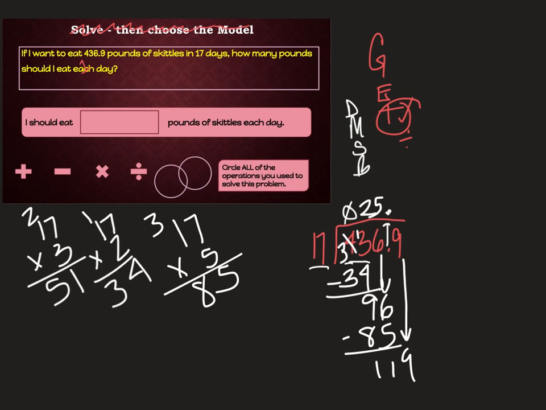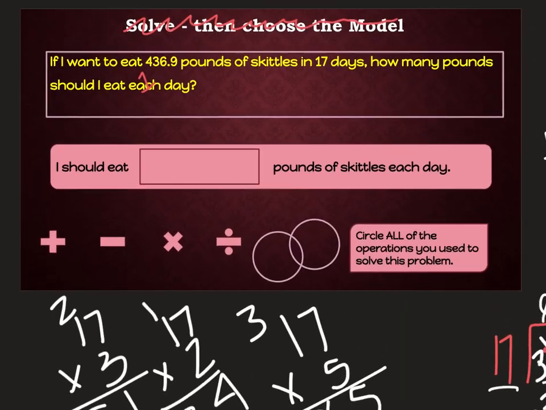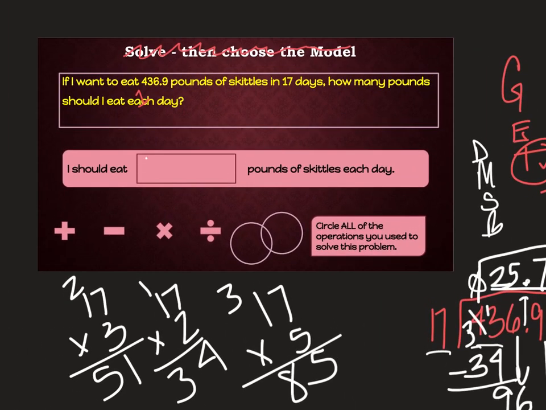Well, 17 times 5 gave me 85. So let's try 7. Yeah, let's try 7. 17 times 7. 7 times 7 is 49. 7 times 1 is 7 plus 4 is 11. Perfect. So I know that there are 7 groups of 17 in 119. So that means I should be eating 25 and 7/10 or 25.7 pounds of Skittles each day. Ooh, it's a lot of Skittles. 25 and 7/10 pounds each day.